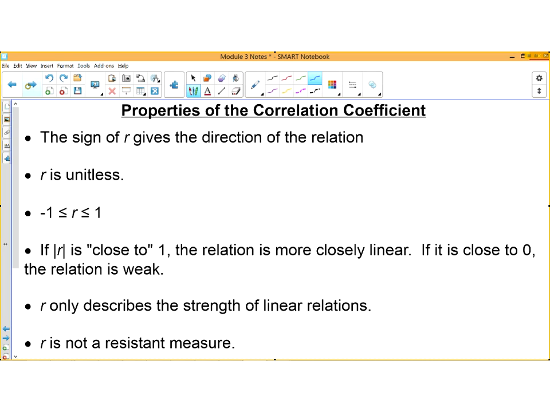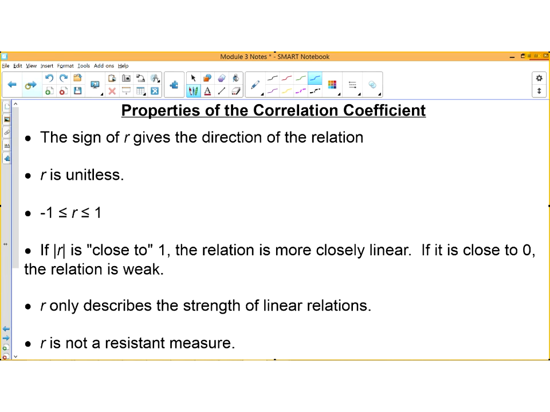Now, the fourth one is where we really get important. If the absolute value of R is close to 1, so that means we don't really have to think about the sign for a moment, that would allow R to be close to 1 or -1, for the absolute value to be close to 1, the relation is more closely linear.